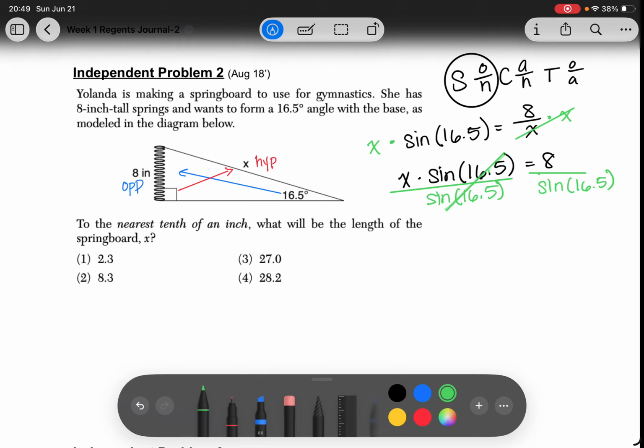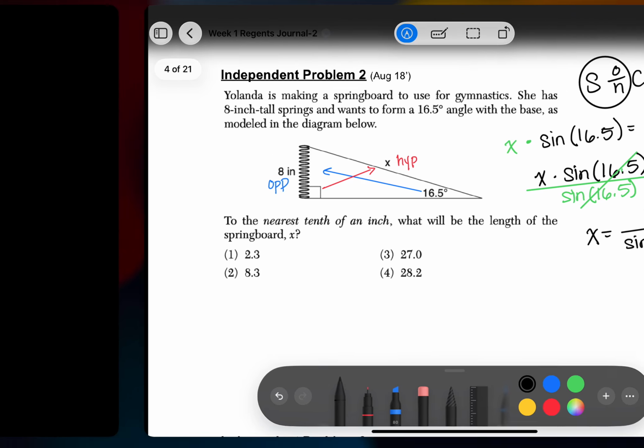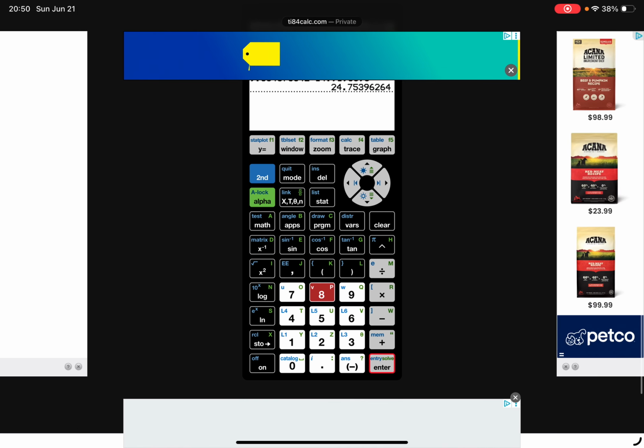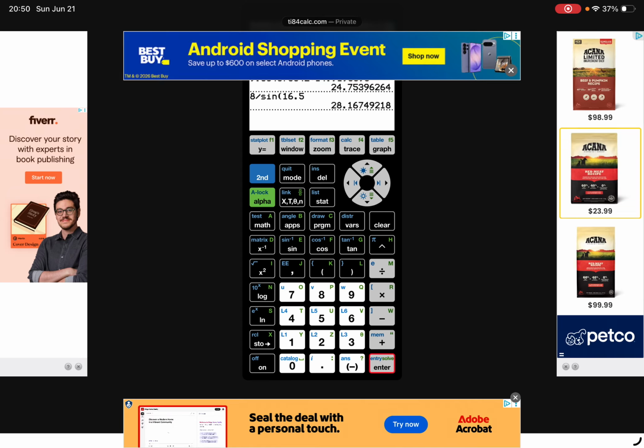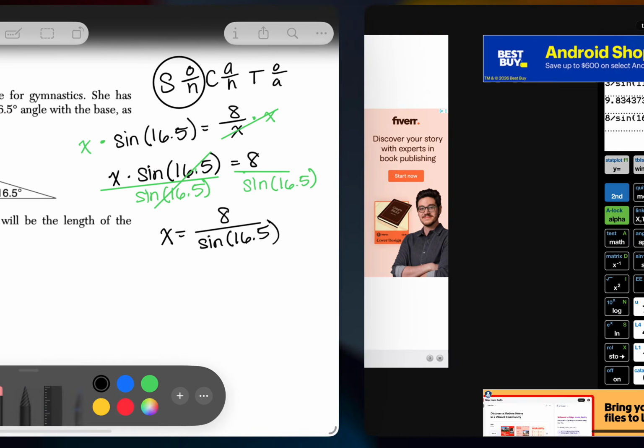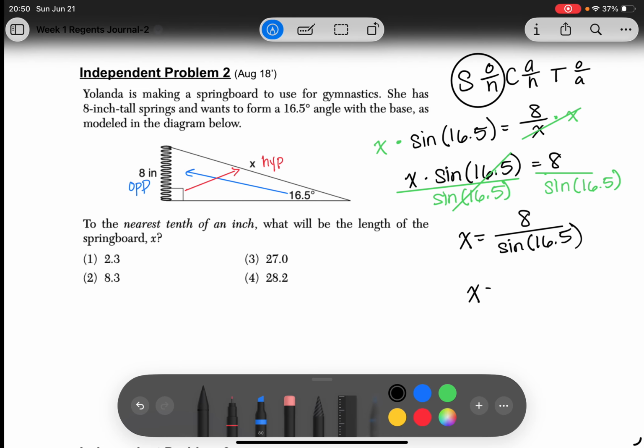So then these two cancel out, and we're left with x equals 8 over sine of 16.5. And all we have to do now is just plug that into the calculator. So 8 divided by sine 16.5. Enter, we get 28.167. Well, it's approximately 28.167. And we're rounding to the nearest tenth.